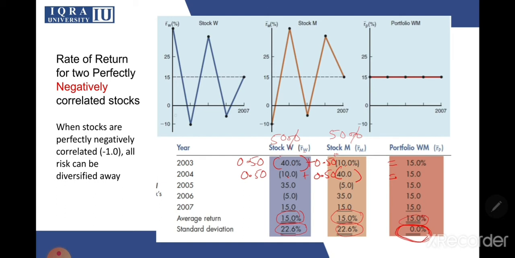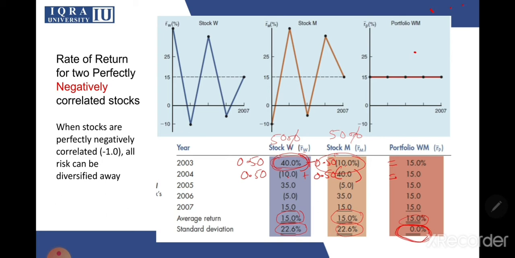So going back to the graphs, you can see that when W decreases, stock M actually increases, and it's the vice versa. When W increases, stock M decreases. So which means when one goes down, the other actually increases. You can see it from here as well. When this gives you a 40% return, over here you have a negative 10% return.